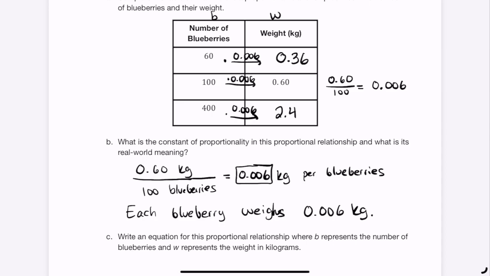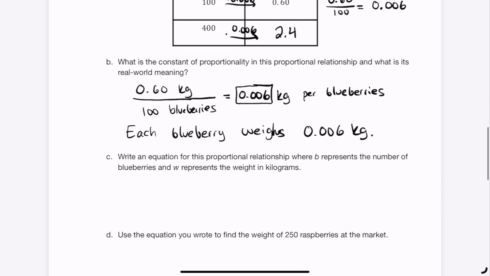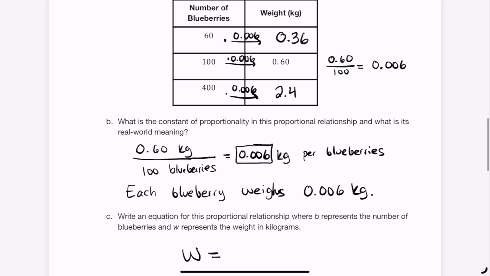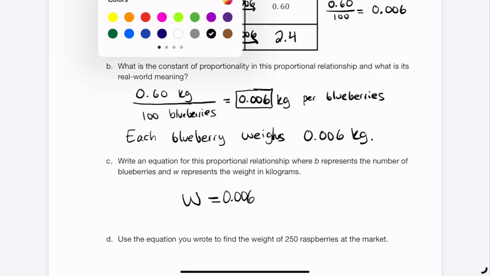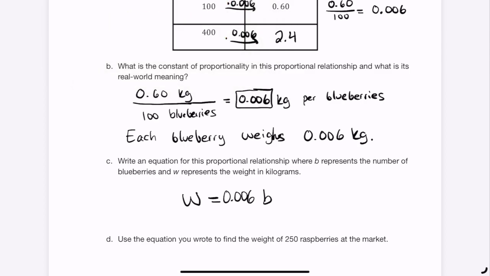To find the weight, which is like the Y or the second column, I take the number of blueberries, just like I did here, right? I took the number of blueberries, I multiplied by my constant of proportionality, and that gave me the weight. So out here, I'm just going to take the number of blueberries, B, and multiply by my constant of proportionality, 0.006 or 6 thousandths of a kilogram. Okay, and that's it. You could put the multiply symbol if you want. It's a little confusing with the 6 and the b here, or not. Either way, that's the equation.